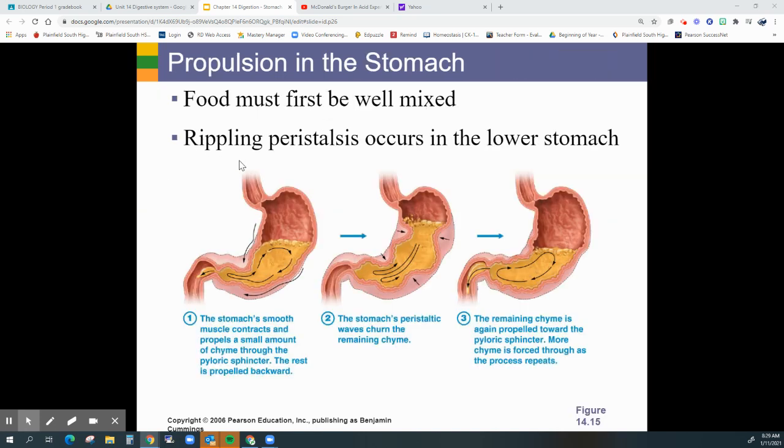Okay. Propulsion of food. So obviously the food's being mixed around here in the muscular layer of the stomach. And we're really trying to get it produced into what's called chyme. So the peristalsis affects the stomach. Sometimes you'll hear that gurgling of your stomach. What it's actually doing is processing that food.